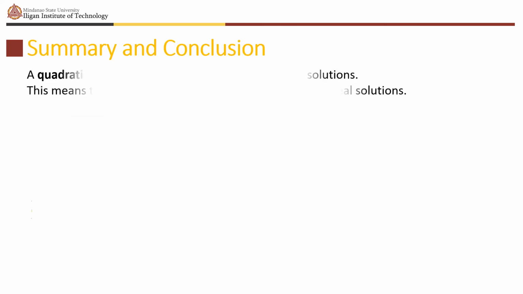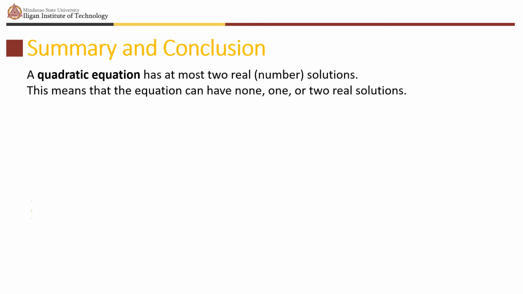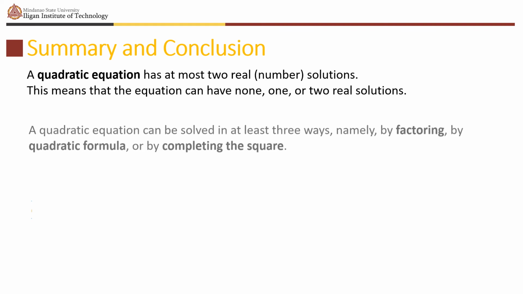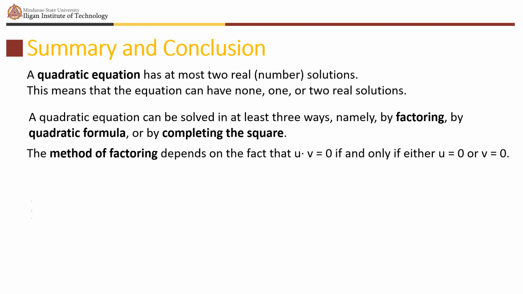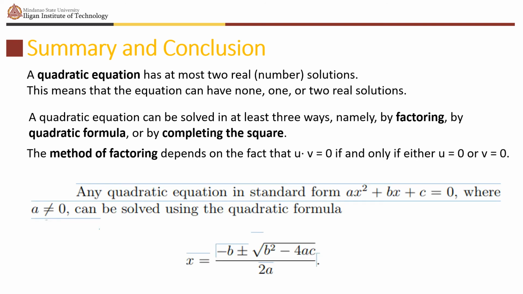So for the summary and conclusion, we have the following. A quadratic equation has at most 2 real number solutions. This means that the equation can have none, 1, or 2 real solutions. A quadratic equation can be solved in at least 3 ways, namely factoring, the quadratic formula, or completing the square. And the method of factoring depends on the fact that u times v equal to 0 if and only if either u is equal to 0 or v equal to 0.